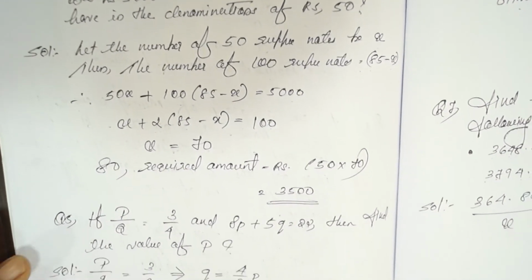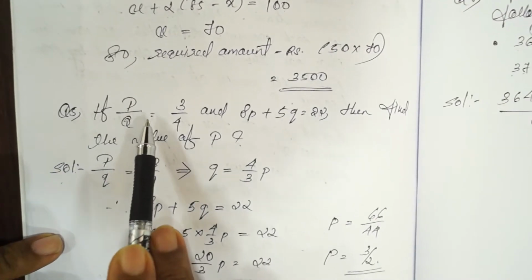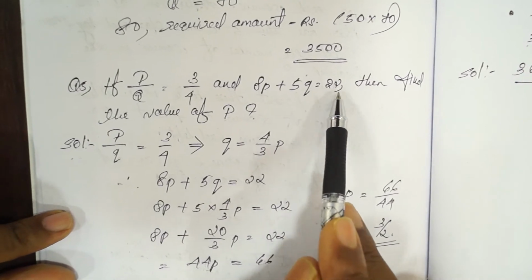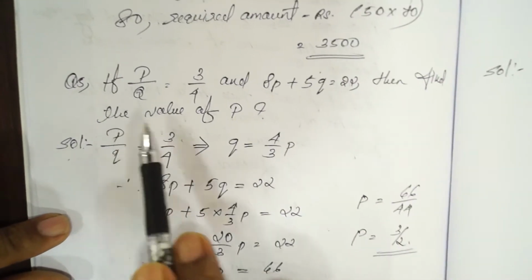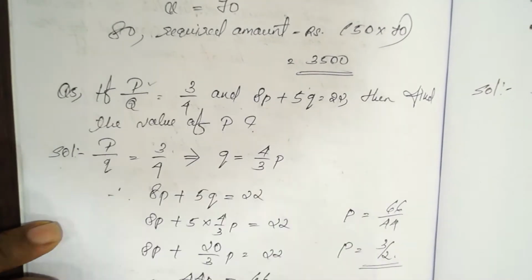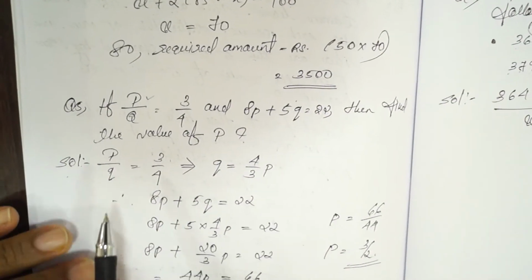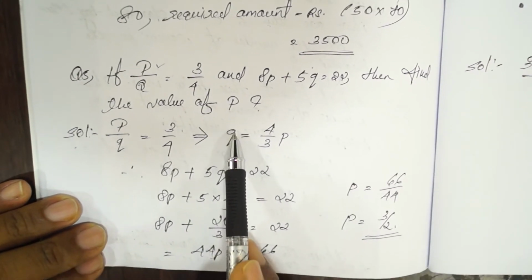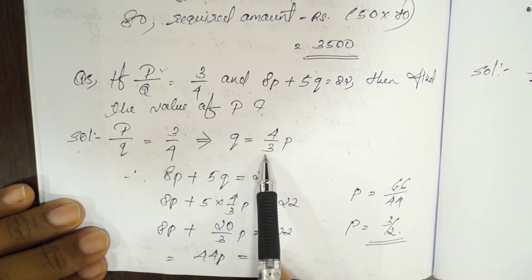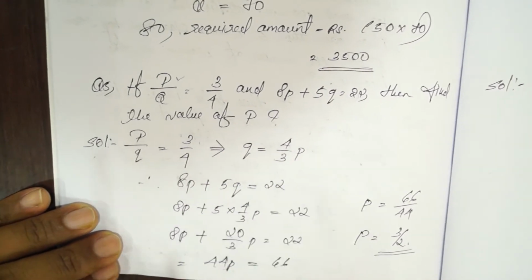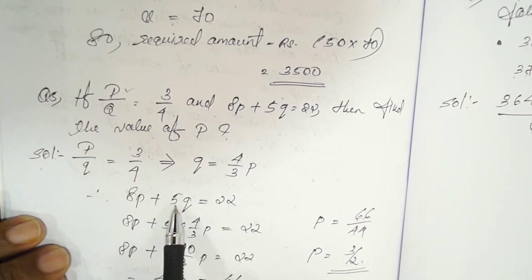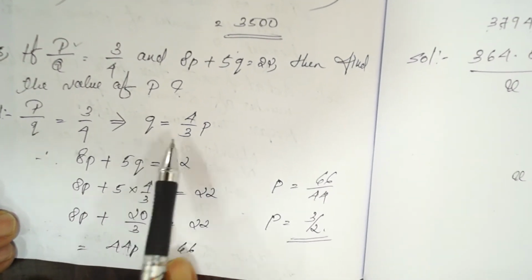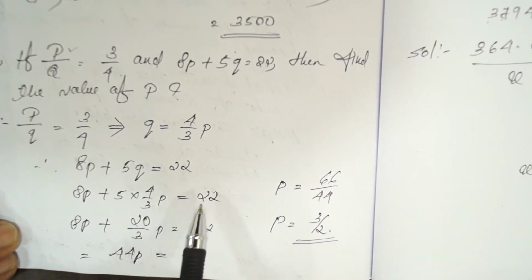Now our fifth question is, if p by q is equal to 3 by 4 and the expression 8p plus 5q is equal to 22, then find the value of p. Here we have to find the value of p. So we can write the expression p by q is equal to 3 by 4. Then we can change q to its reciprocal, q is equal to 4 by 3 p. So in our expression 8p plus 5q is equal to 22, 8p plus 5 into 4 by 3 p is equal to 22.